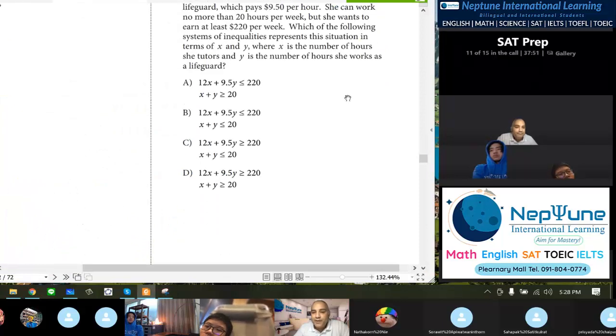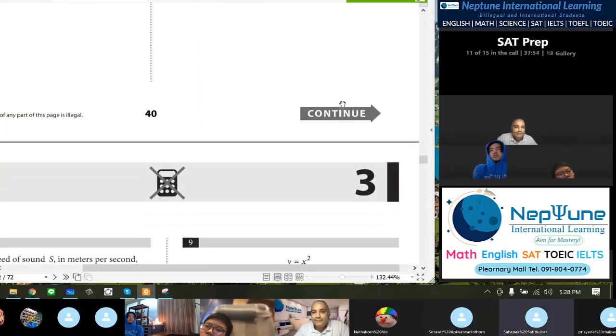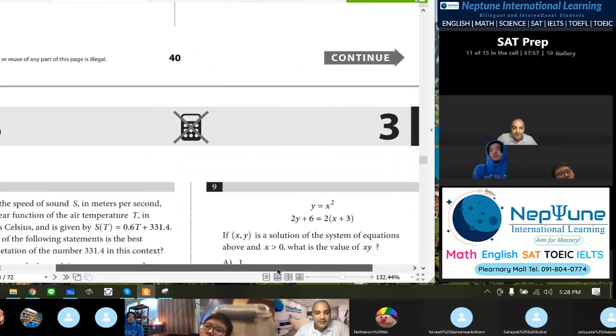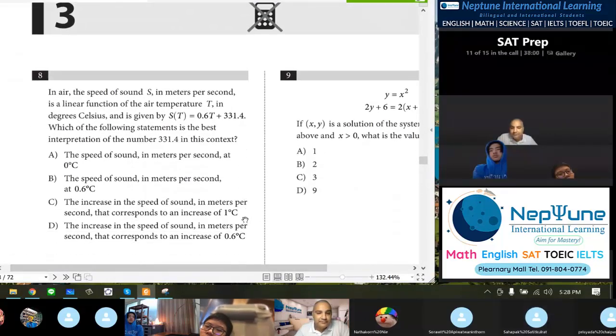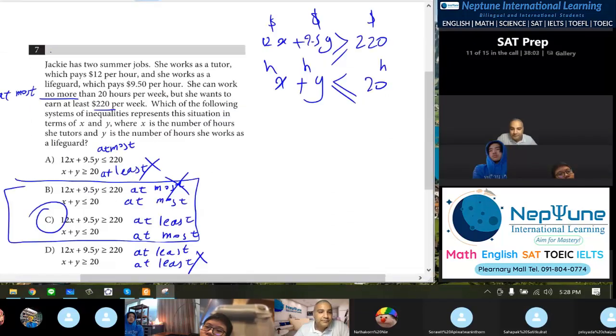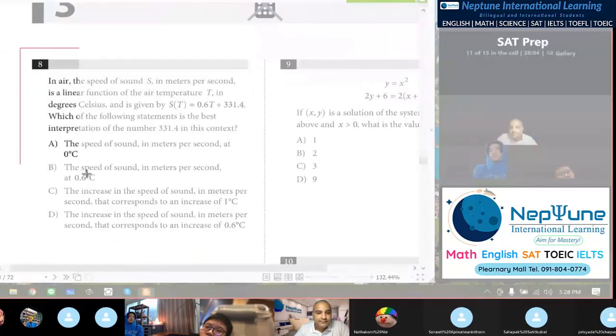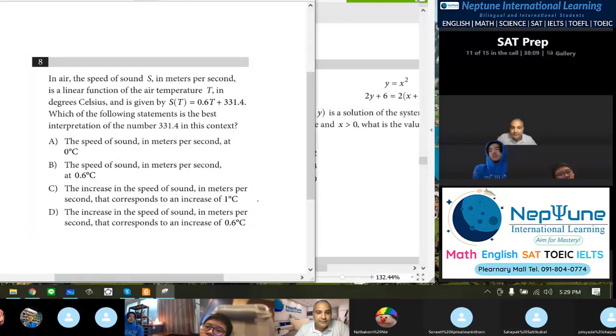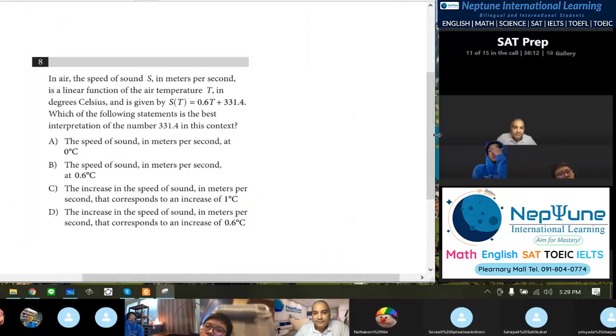Another word problem. In air, the speed of sound S, it's very important to understand what the variable represents. So that's the speed of sound, in meters per second, is a linear function of air temperature. So T is the air temperature in degrees Celsius, given by this. So the speed of sound depends on the temperature of the air. That's very nice to know.